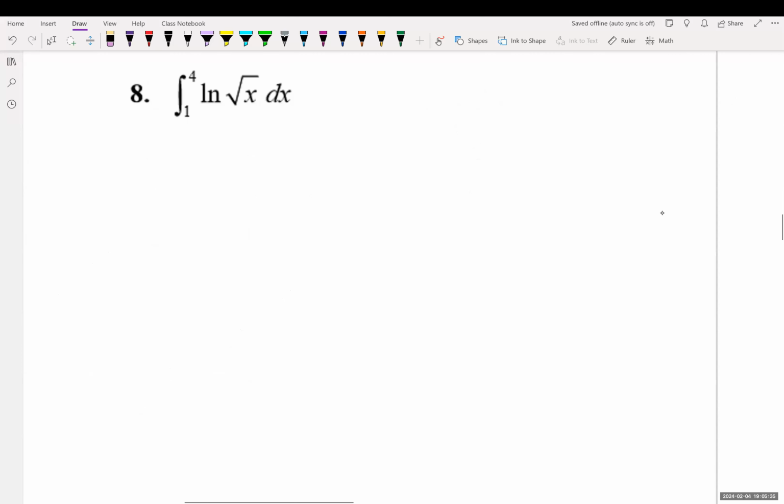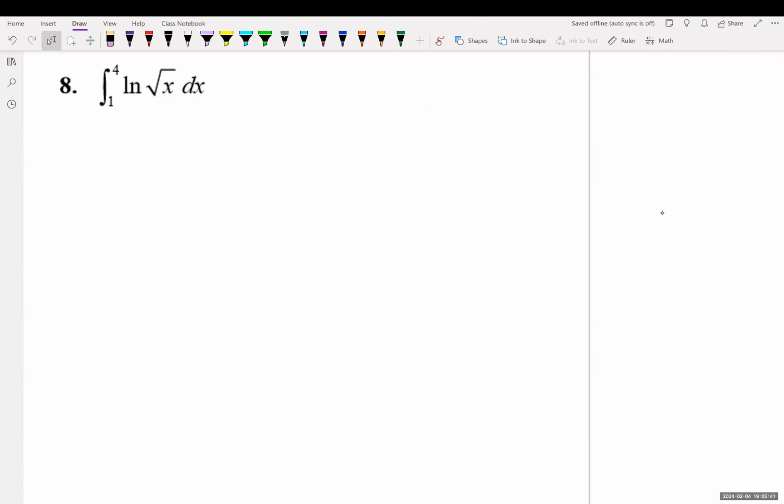Moving on to number 8. Again, thinking about ILATE, we're going to let u equal the ln of the square root of x. But wait a second. Isn't that the same as the integral from 1 to 4 of ln x to the 1/2 power, like that, dx? And isn't that the same as 1/2 in front, right, as a factor, and we just get ln x dx? I think that works.